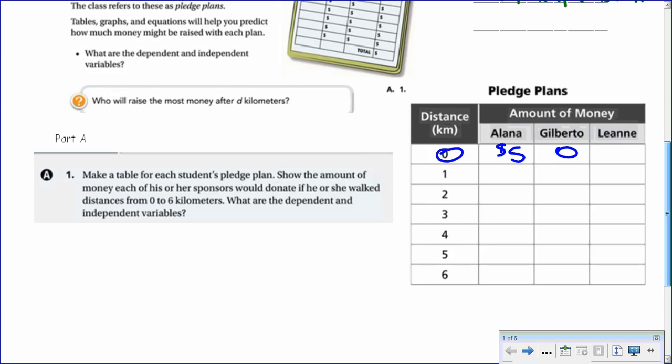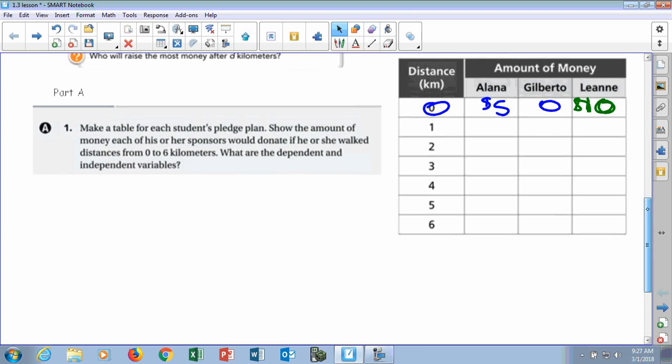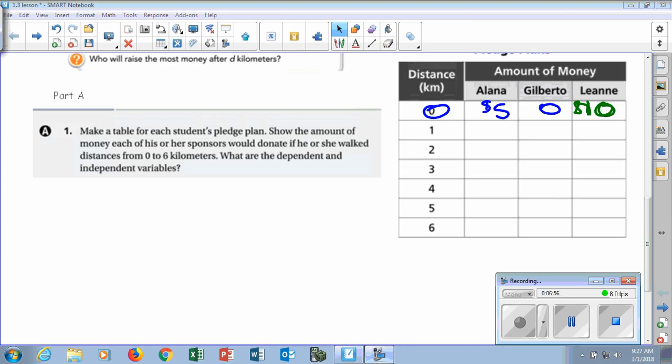And then lastly, Maria, for Leanne, sponsors will donate $10 regardless of how far she walks. Does not matter. No matter how far she goes, they're giving how much, Maria? 10. So what am I going to put for the 0 kilometers? I'm going to put $10 there. So now that we filled out the first column, with your shoulder partners, fill out the rest of this table. I'll give you 5 minutes.